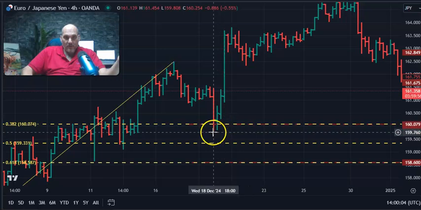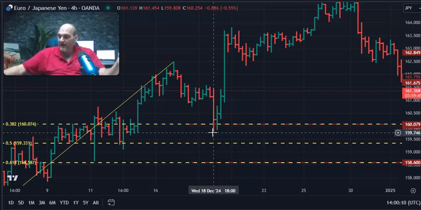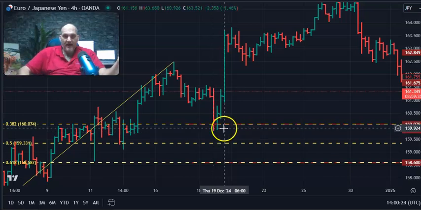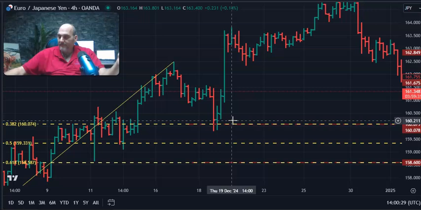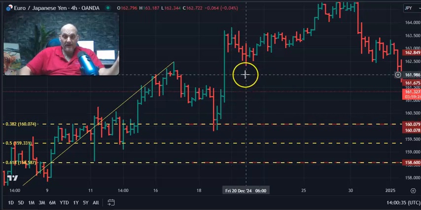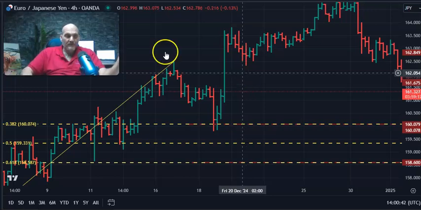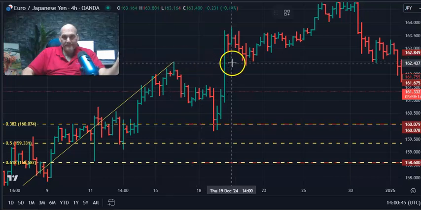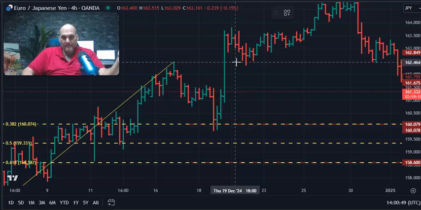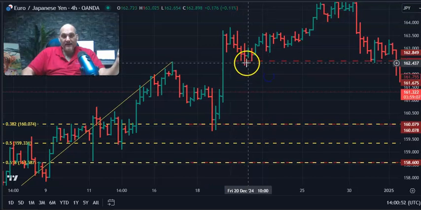163.16. What's the lowest point that we got? We got that 159.80. That's 3.36 points. 3.36 multiplied by 0.382 is 1.28 points from that top. 163.80 less 1.28 is 162.52. Where did we go to? 162.34. And 162.52 is right there. Notice again, we didn't close below it.